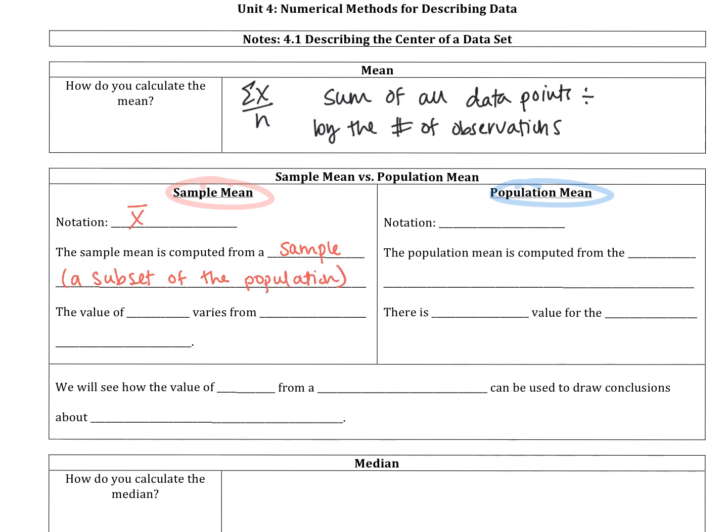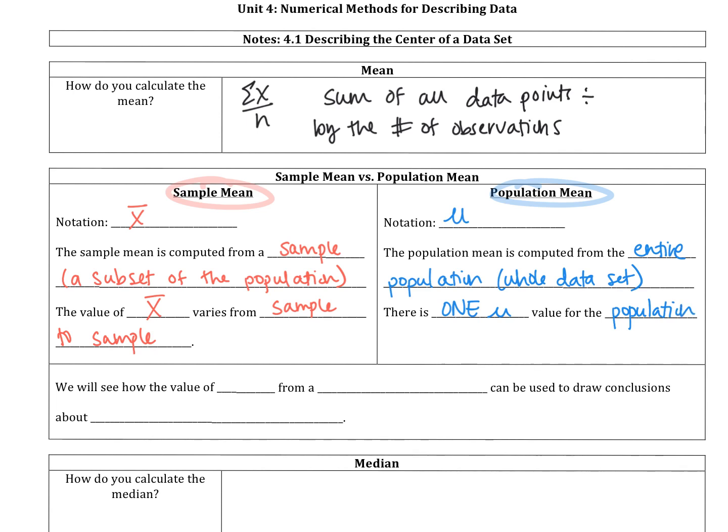One thing about X bar, or the sample mean, is that its value can vary from sample to sample. Depending on the sample that I randomly select, I can get a different average value. The population mean is mu. That notation is Greek. The population mean is computed from the entire population, the whole data set, and there is one and only one mu value for the population. It will not vary because I have taken everyone into account to calculate this value.